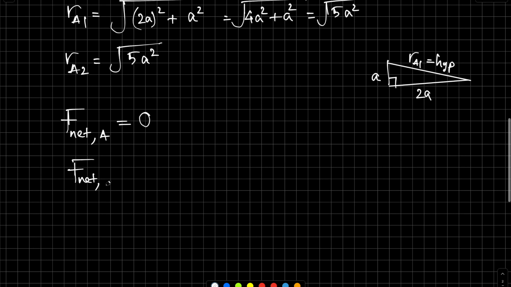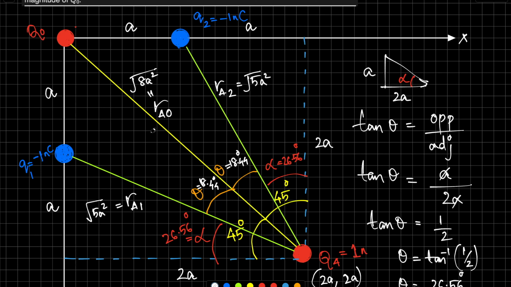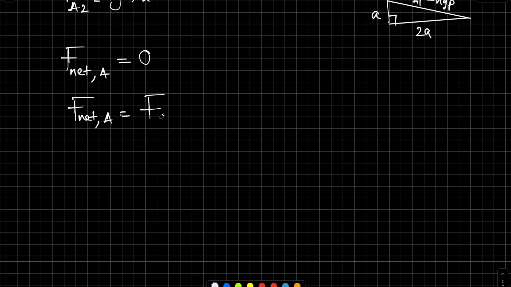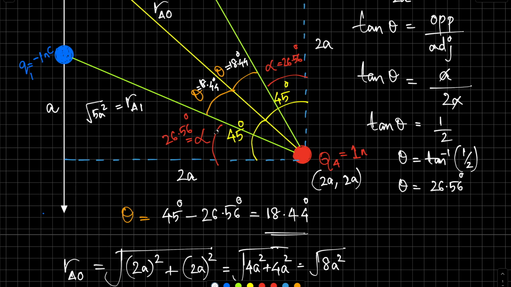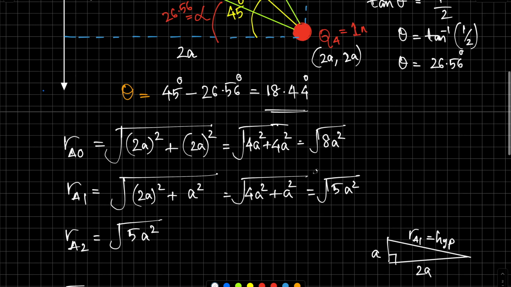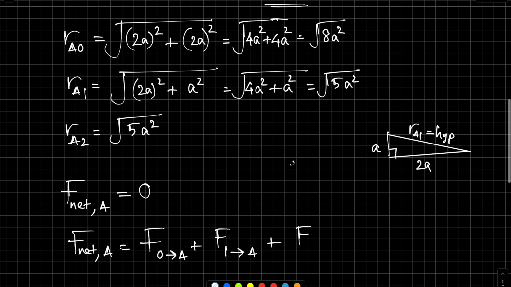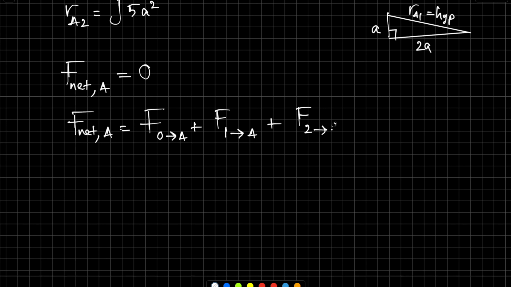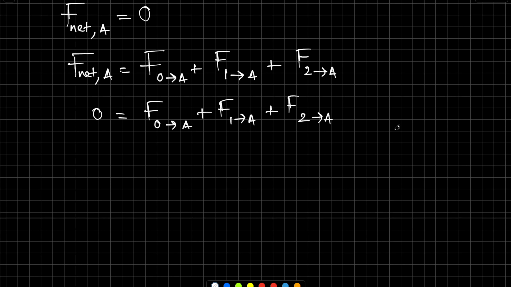Net electrostatic force on charge A is equal to force by charge Q0 on charge A, plus force by charge Q1 on charge QA, plus force by charge 2 on charge A. And net force on A equals 0, so we can substitute this to 0. 0 equals F0 to A plus F1 to A plus F2 to A. This is the equation we are going to use.